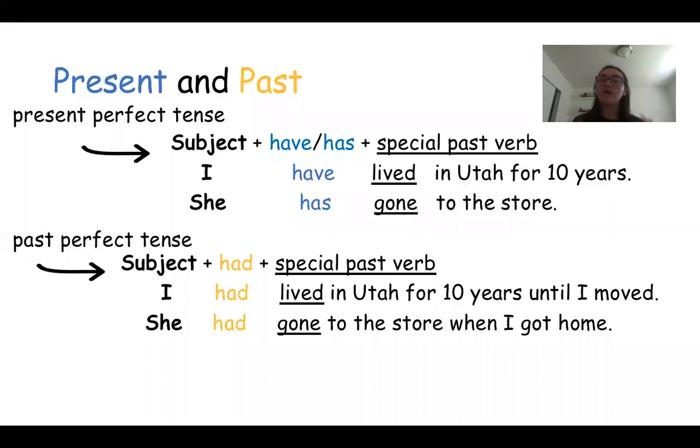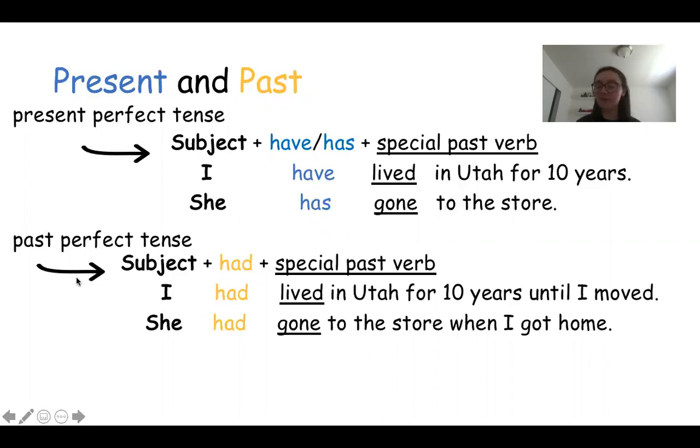So we're going to go over present and past perfect tense. So we've gone over present perfect tense, which is when we have the subject, have or has, and then we use that special past verb that we learned before. So I have lived in Utah for 10 years, or she has gone to the store, right?